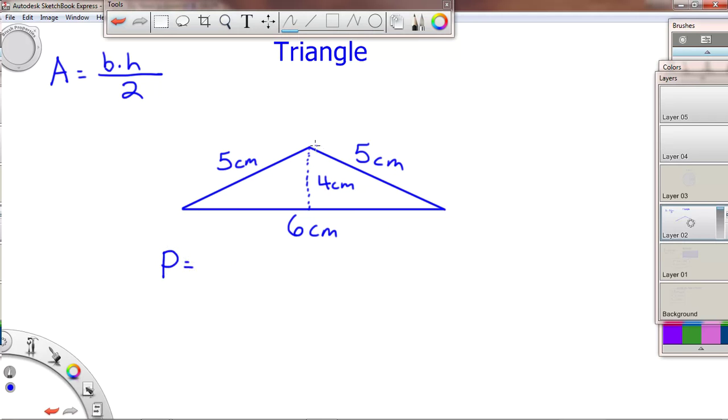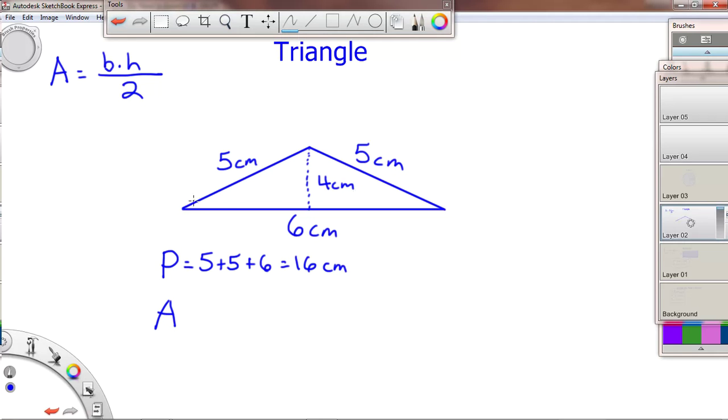The perimeter is going to be the sum, that's adding together all the individual sides. Well, that's 5 plus 5 plus 6. Why am I not adding the 4? Because it's not an external side. This is just a measurement to help us solve this problem. So the perimeter is 5 plus 5 is 10, plus 6 is 16. 16 what? Well, we're talking perimeter, we're talking distance. So that's going to be just regular old centimeters. Centimeters measure distance.